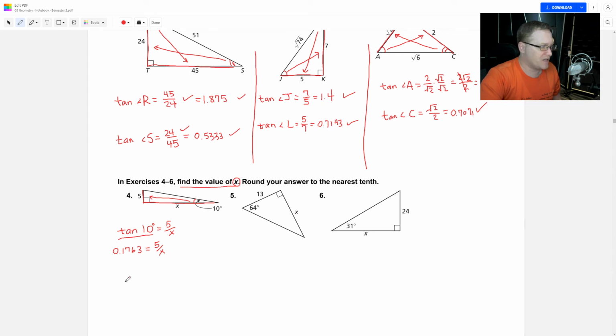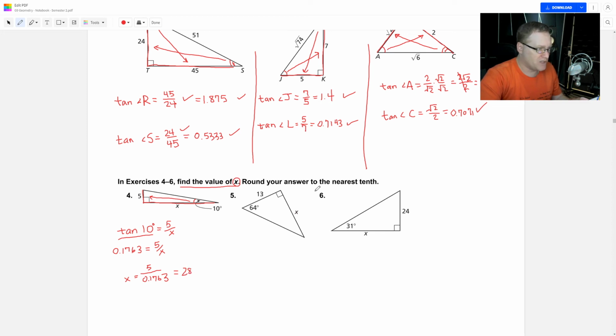That means x is going to equal 5 divided by 0.1763. And we can use our calculators now to do that. We go 5 divided by 0.1763, and it's going to equal 28.